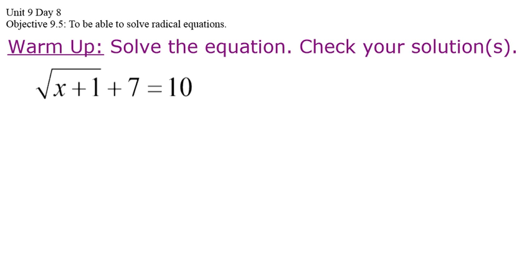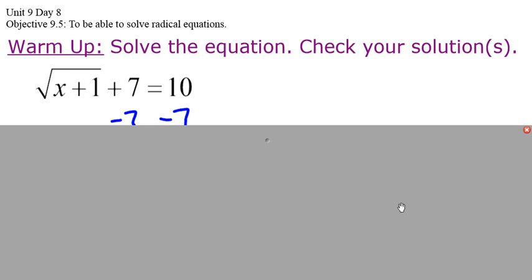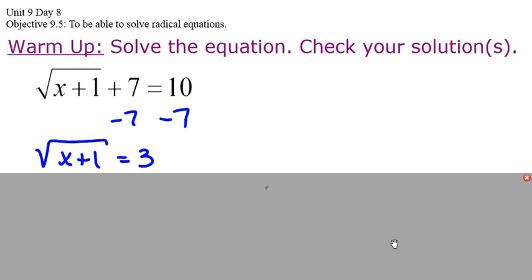For today's lesson, we're going to be able to solve radical equations, reviewing what we've done in the past. So here we want to solve our equation. As we talked about before, working with radicals, we want to get the radical alone on one side of the equation, and then we can undo it. So here, for our first step, we could subtract 7 from each side of the equation. Therefore, we've got the square root of the quantity x plus 1 equals 3.